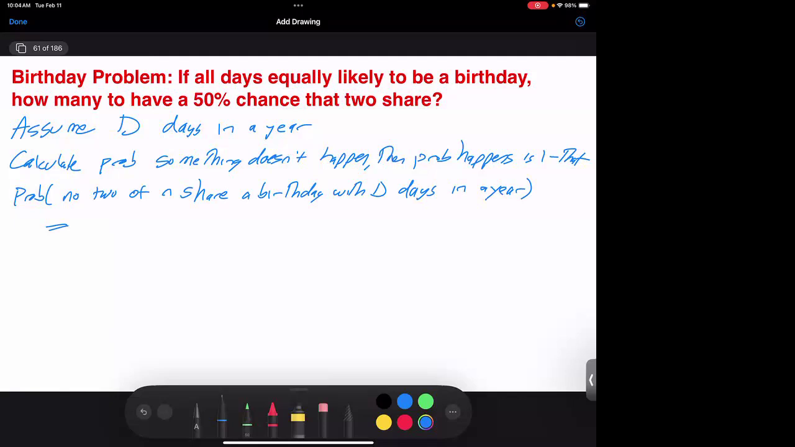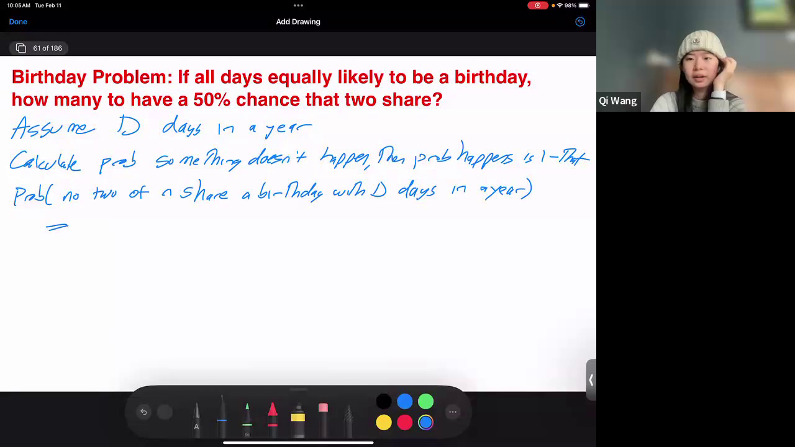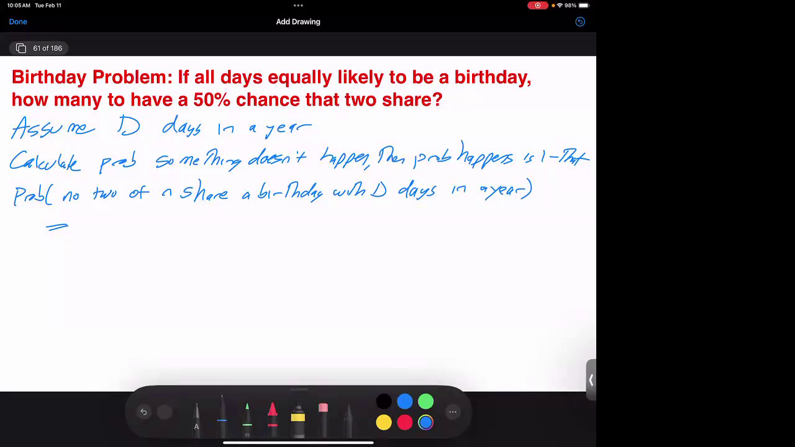Now, the reason this is so much easier is, can somebody tell me some ways you could have two people sharing a birthday? Good. So you could have two people, three people, four people sharing a birthday. You could also have multiple pairs of two or three or four sharing a birthday. There's so many different ways that this could happen.